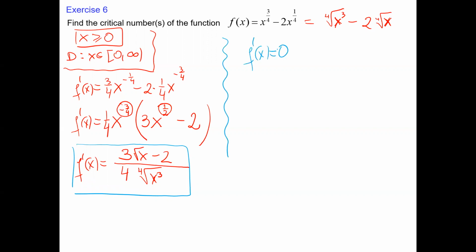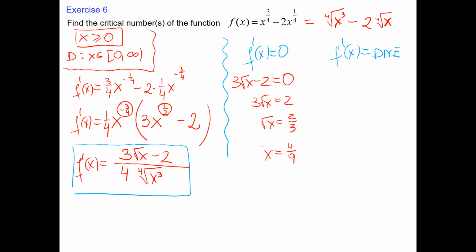The derivative is 0, we have to find where, and that's the critical point, or the derivative is undefined. Condition for the critical numbers. The derivative is 0 if this fraction is 0. This fraction is 0 if the numerator is 0. Okay, 3 times the square root of x minus 2 equals 0, so the square root of x equals 2/3. Squaring both sides, we will get x equals 4/9. The square root of 4/9 is 2/3. 4/9 is a positive number. Yes, this is a critical number. It belongs to the domain.